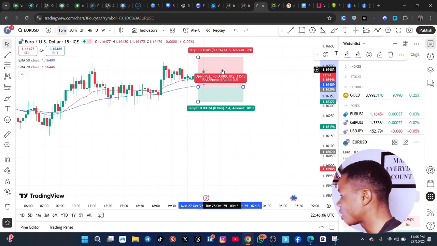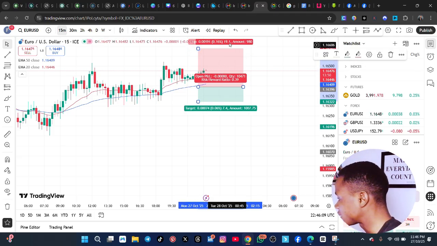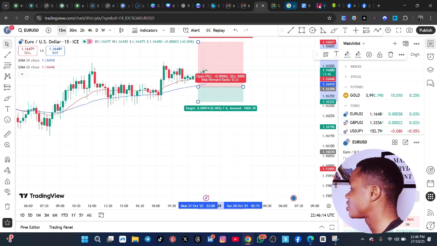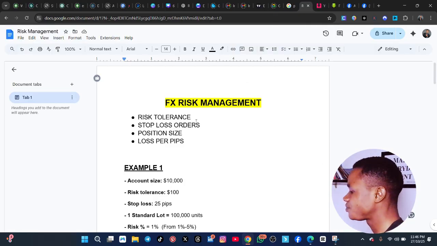And for this, what we have here is 14.88 pips. If I increase it again, you see that we have 19.1. If I increase it again, you can see that we have more. So yeah, let's say for this example, our stop loss is 25. We are going to get there.